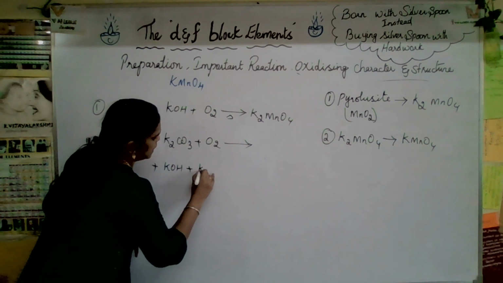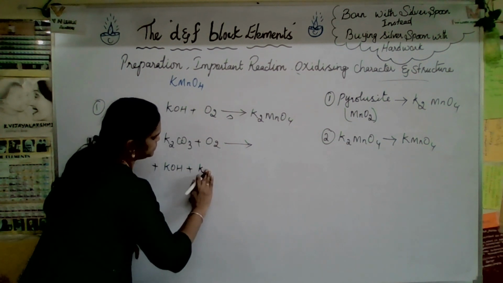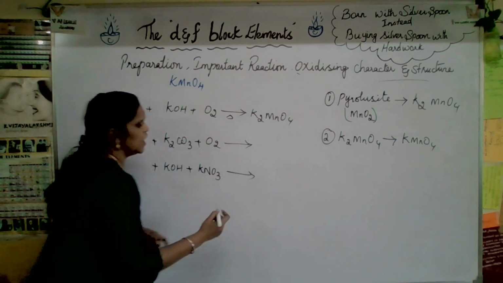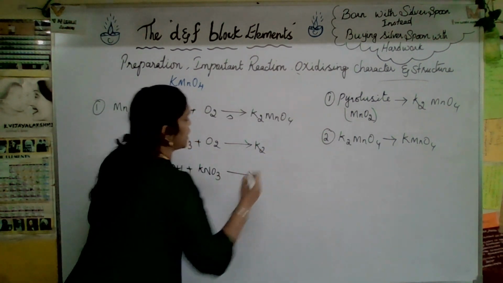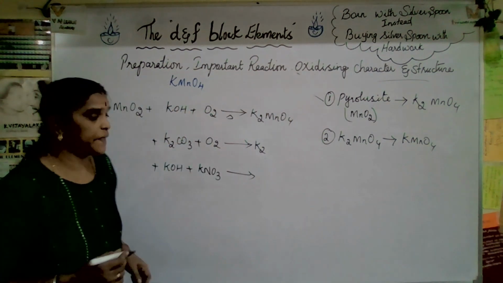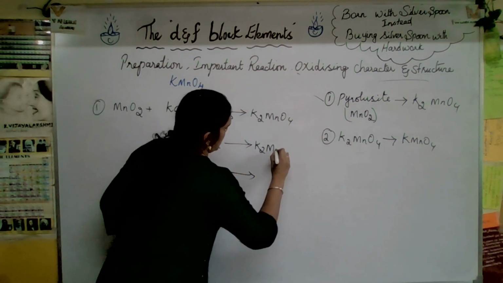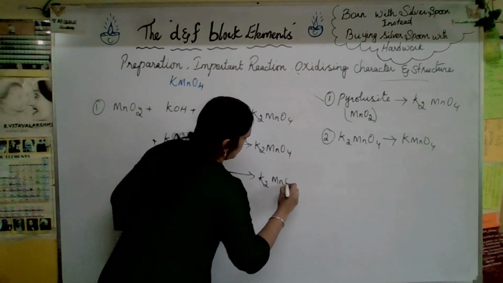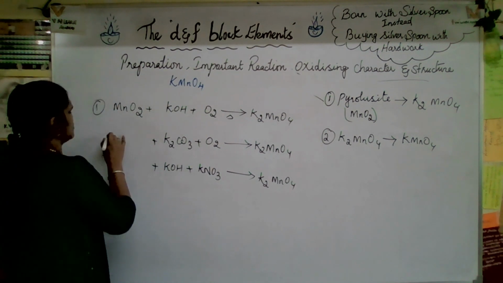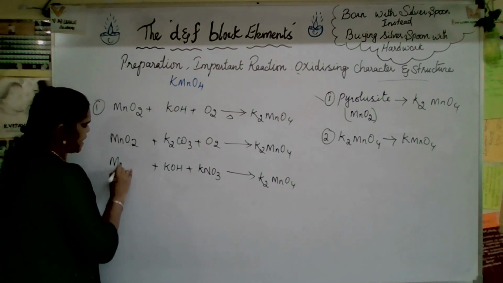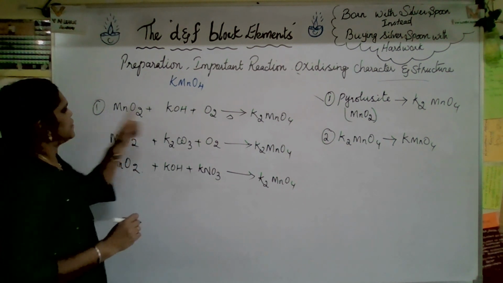So here, KNO3. Here also you will get the same product, K2MnO4. These are all different reactions for the first step only, right? The reactant is the same in all of them: manganese dioxide, MnO2.